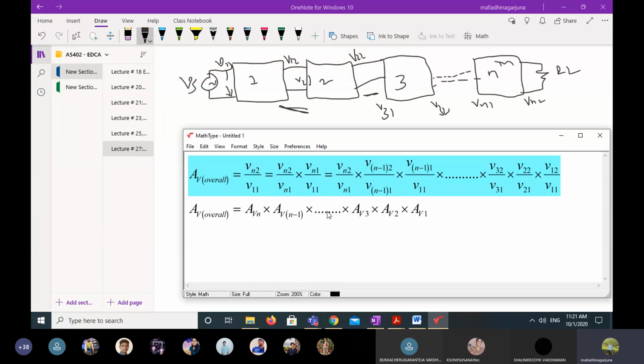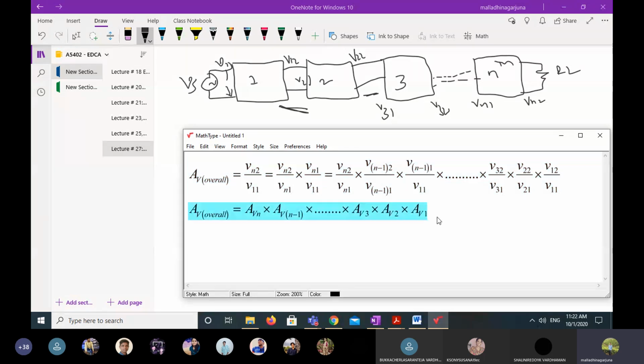This gain we'll call absolute gain. Absolute gain. One more gain is there, that is decibel gain, which I will tell you. So this is absolute gain.